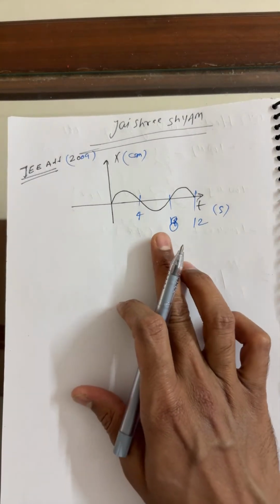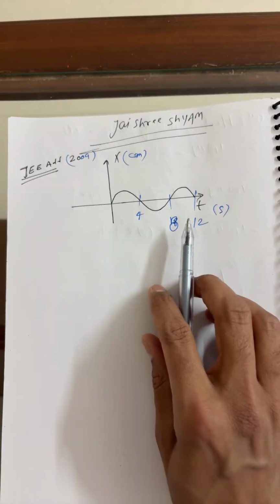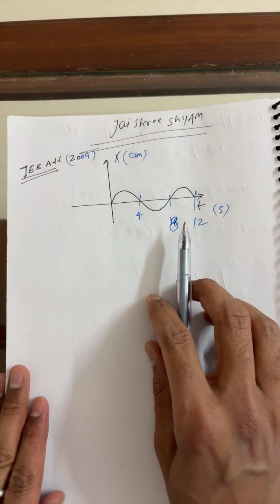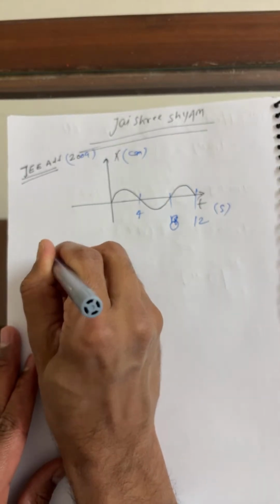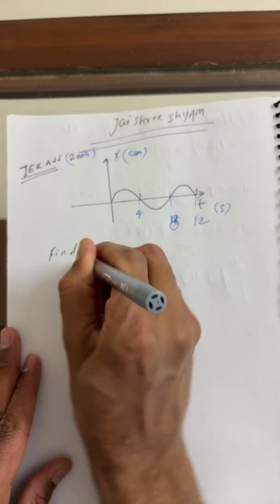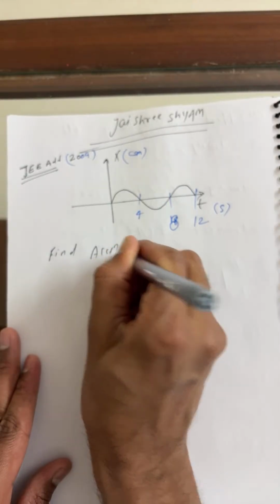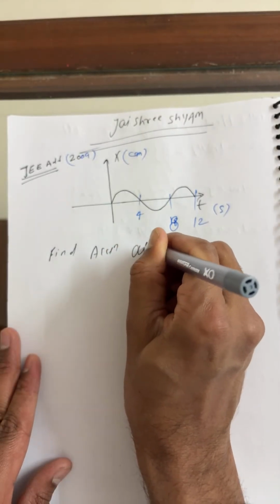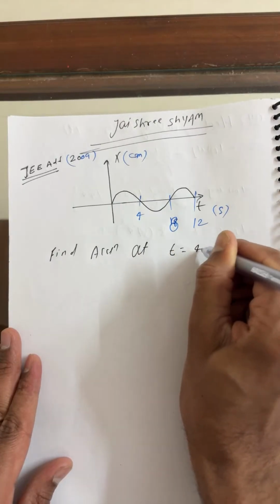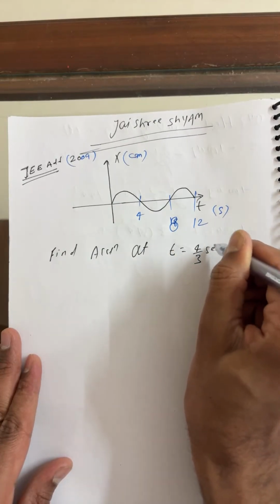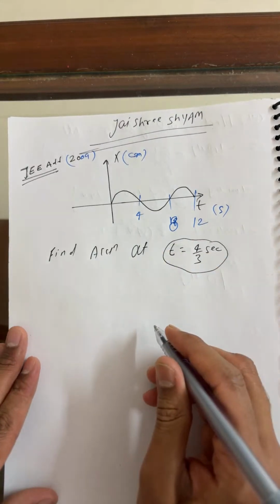The x-t graph of a particle under simple harmonic motion is shown in the figure. We wish to find the acceleration of the particle at t equals 4 by 3 seconds.